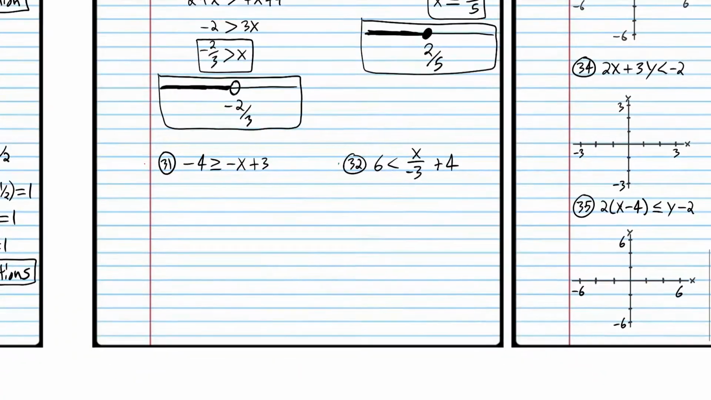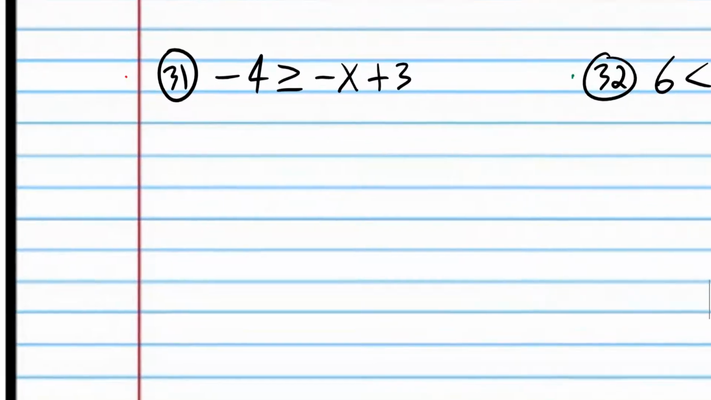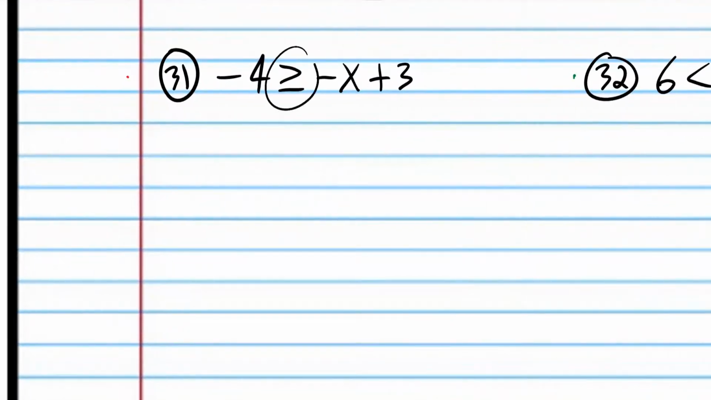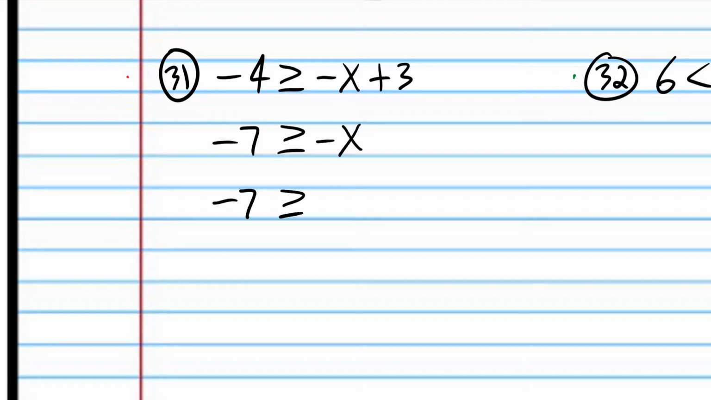Okay, so now for number 31, let's do this one together. Remember, sometimes you have to flip the inequality. So we're going to add 3 or subtract 3 from both sides, and we get -7 is greater than or equal to -x. So now this is the same thing. Just to remind you, students have a lot of problems with this. This is the same thing as saying -1 times x.